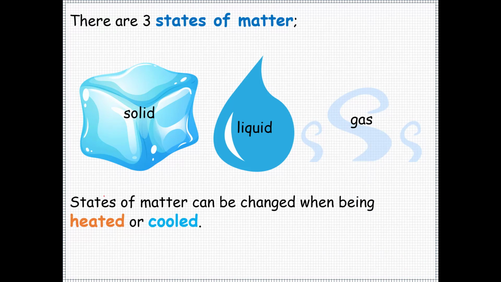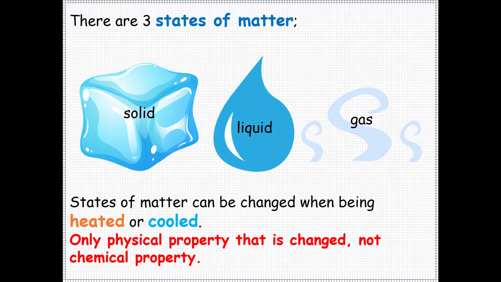States of matter can be changed when being heated or cooled. One more time, student. States of matter can be changed when being heated or cooled. Look at this. The liquid changes to solid because it's cooled, right? Only physical properties are changed, not chemical properties. Physical properties are like solid, liquid, gas, but chemical properties don't change, like H2O, hydrogen and oxygen.